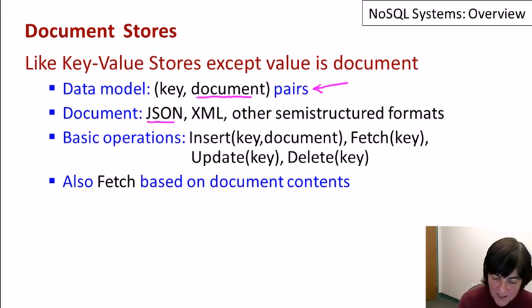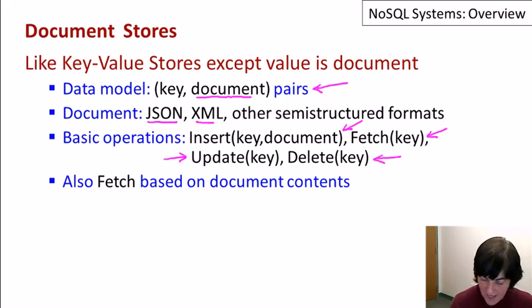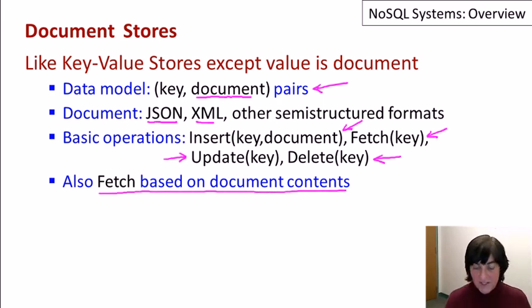So the document might contain JSON formatted data, that's the JavaScript Object Notation. It might contain XML, which we've learned about, or other semi-structured formats. The basic operations are very similar, though, to what we saw in key value stores. You can insert a new document based on a key. We can fetch based on a key, modify the contents associated with a key, and delete the record associated with a specific key. But also very important is that there's a fetch operation based on the document contents.